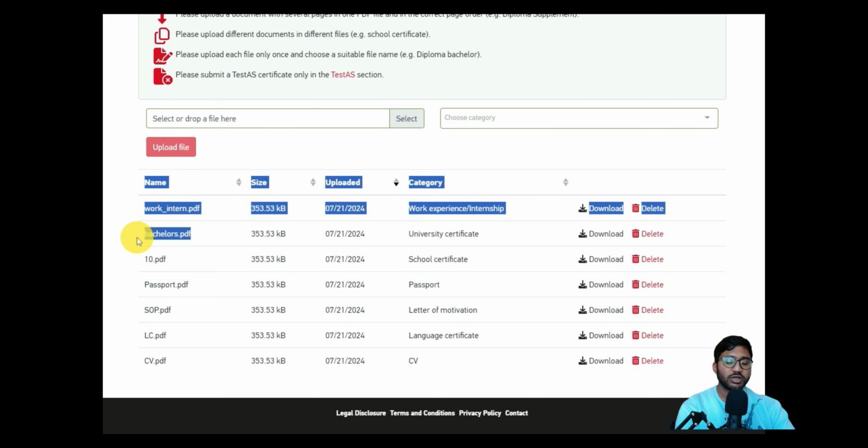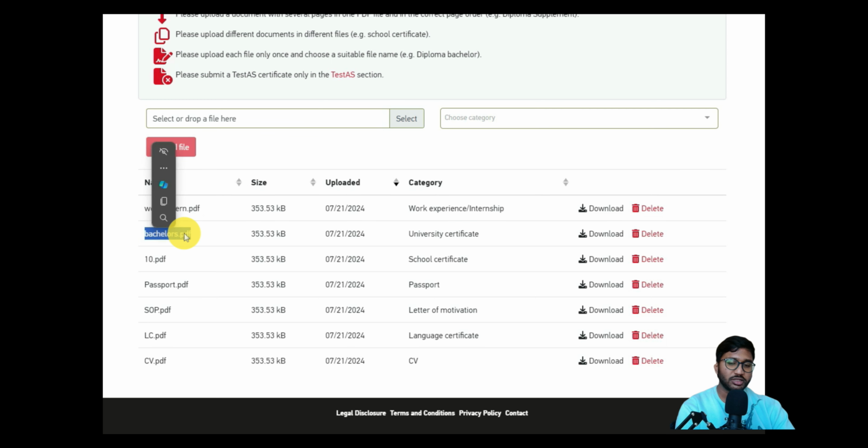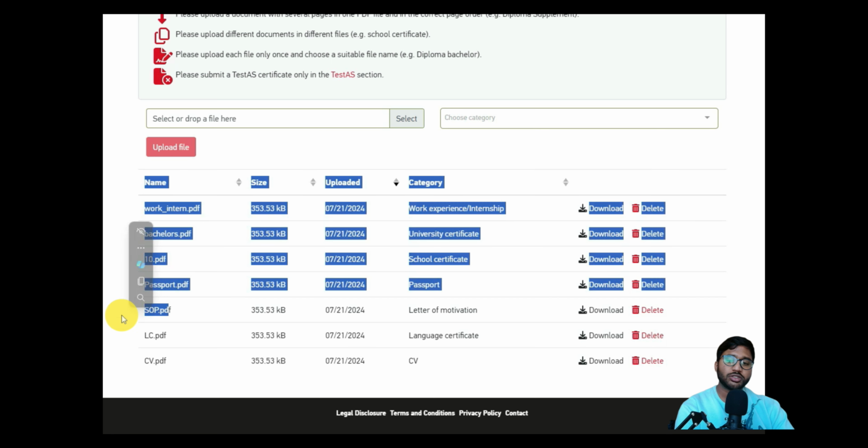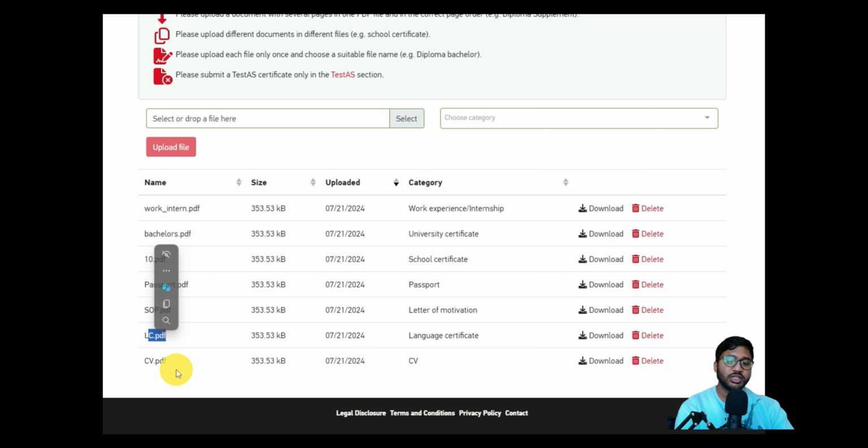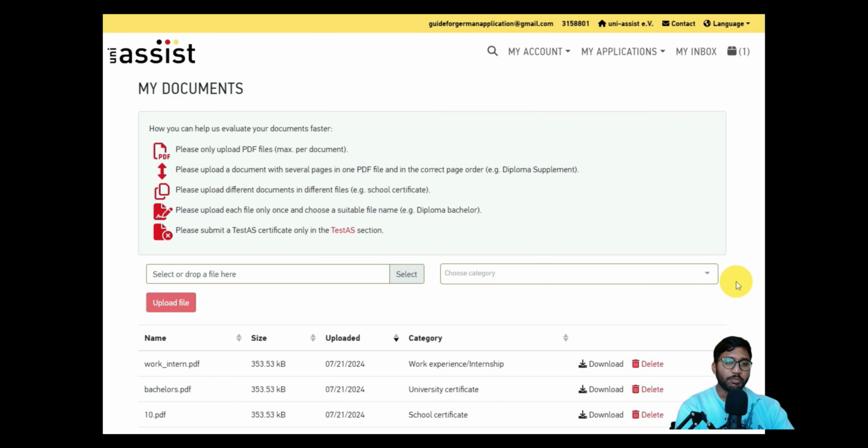You have to attach your bachelor's transcript, and you need to attach your secondary school leaving certificate, 10th plus 12th or PUC. Then you need to attach your passport, SOP, letter of recommendation, and CV, and a language certificate is required. These are the things that you need to upload. But the main document on which your VPD will be evaluated is your bachelor degree certificate and your transcript. So don't forget to include your bachelor degree certificate, transcript, and your grade conversion. Okay, please make sure that you upload those.